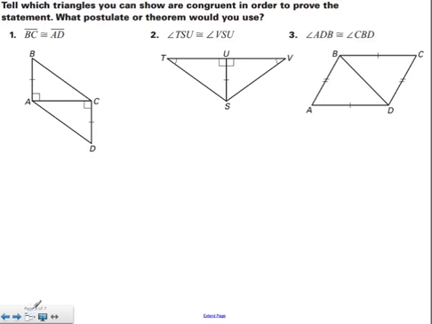A little bit simpler, let's look at these triangles. It says tell which triangles you can show are congruent in order to prove the statement. And I'll talk you through actually how to prove the triangles are congruent. We'll identify the triangles that are congruent with a congruency statement, and then we'll be able to get the extra piece. So to start off with, we have a side right here, we have an angle here, we have a side right here and an angle right here. We could probably prove this side congruent by the reflexive property of congruence.